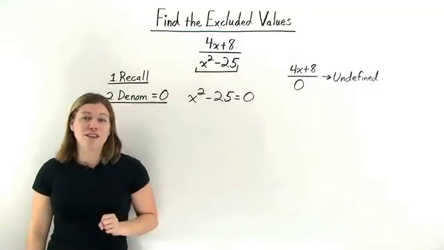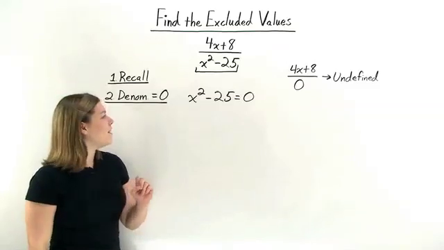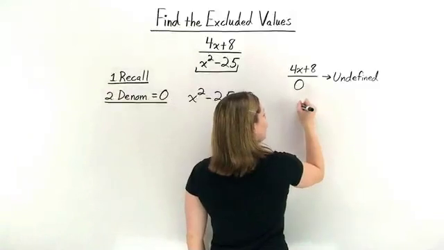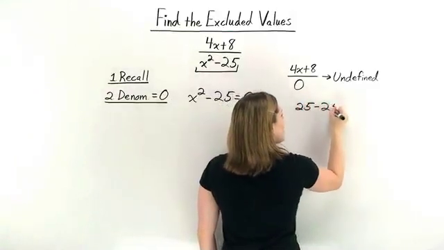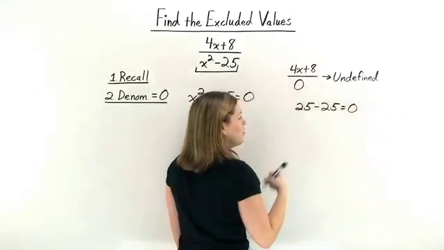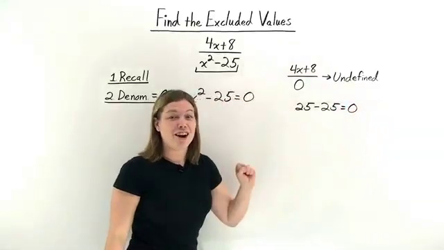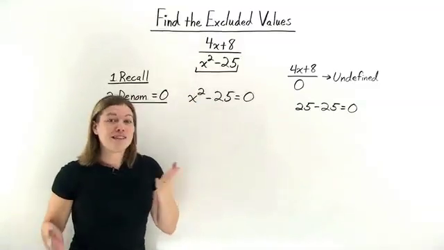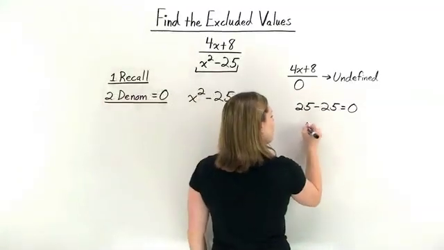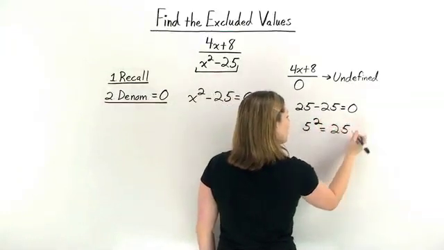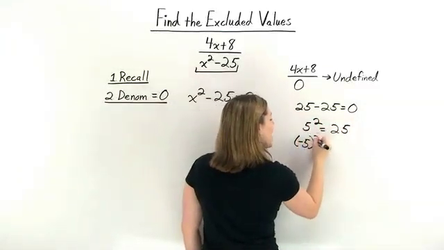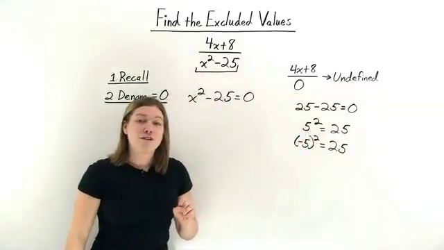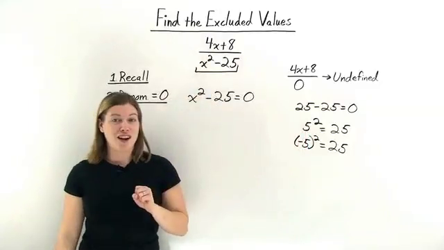Now, before we go solving this equation, let's take a closer look at it. We have something minus 25 equals 0. Well, in order for that to be a true statement, we need to have 25 minus 25, because 25 minus 25 is 0. So we need x squared to be 25. We need 25 to be something squared. Well, 5 squared is 25. But remember, so is negative 5. So it looks like positive 5 and negative 5 are the excluded values of this rational expression.